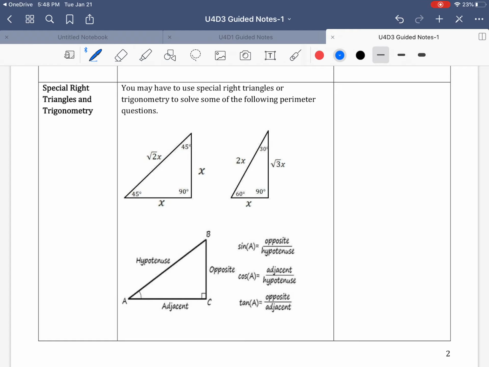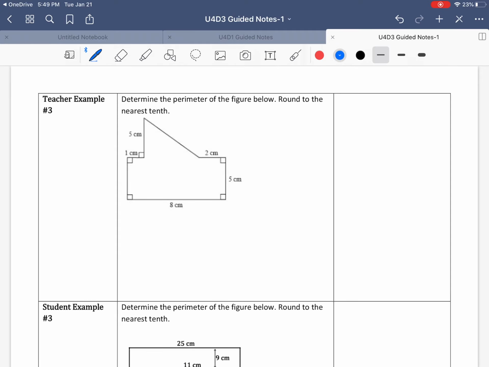Similar to the Pythagorean theorem, sometimes you might find yourself having to use special right triangles or trigonometry. So as a reminder, this one is our 45, 45, 90 degree triangle, and this one's our 30, 60, 90 degree triangle. And then at the bottom, you have your sine, cosine, and tangent ratios. So let's take a look at teacher example number 3.